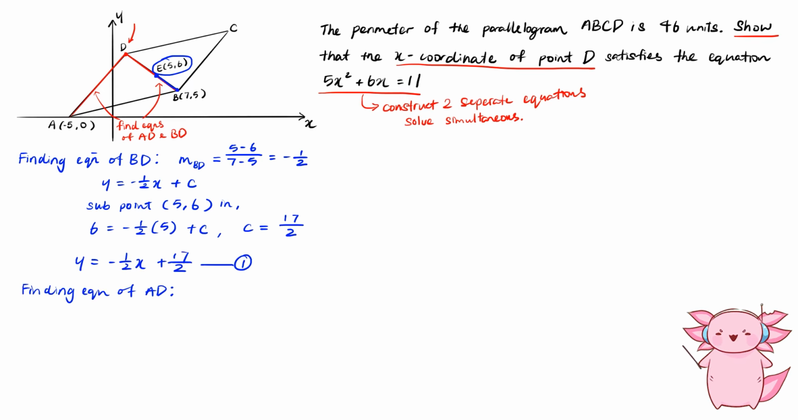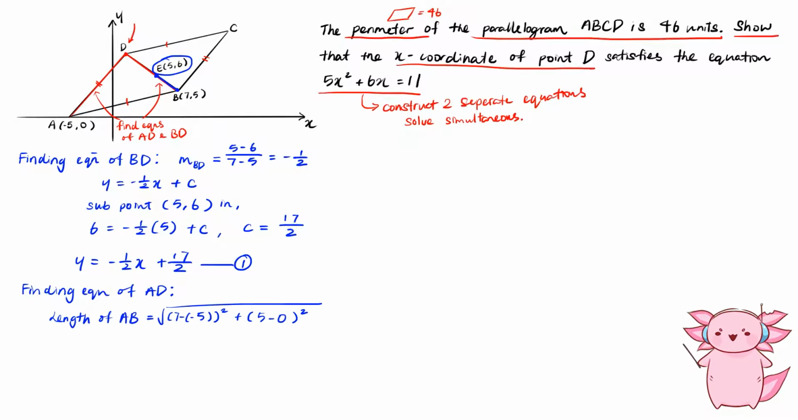The next equation is a little bit more tricky, but they gave us the information that the perimeter of this is 46, and since it's a parallelogram, these lengths here are the same. So using the distance formula, we can calculate the length of AB to be 13 units, and since two of these sides give us 46, we can get AD to be 10 units.